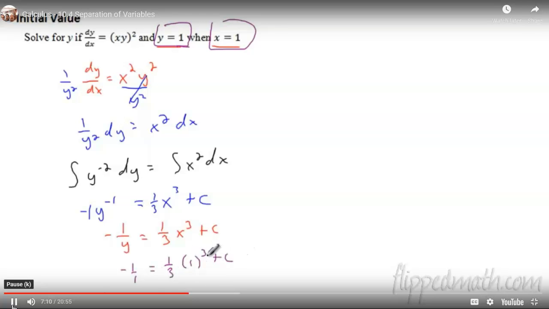So what is my c value here? I'm looking at -1 equals 1/3 plus c. So if I solve that, subtract your 1/3, subtract 1/3, I'm looking at -1 1/3, -4/3. So then I go back to where I was here. So this was my generic one, and this one's a little bit nicer.